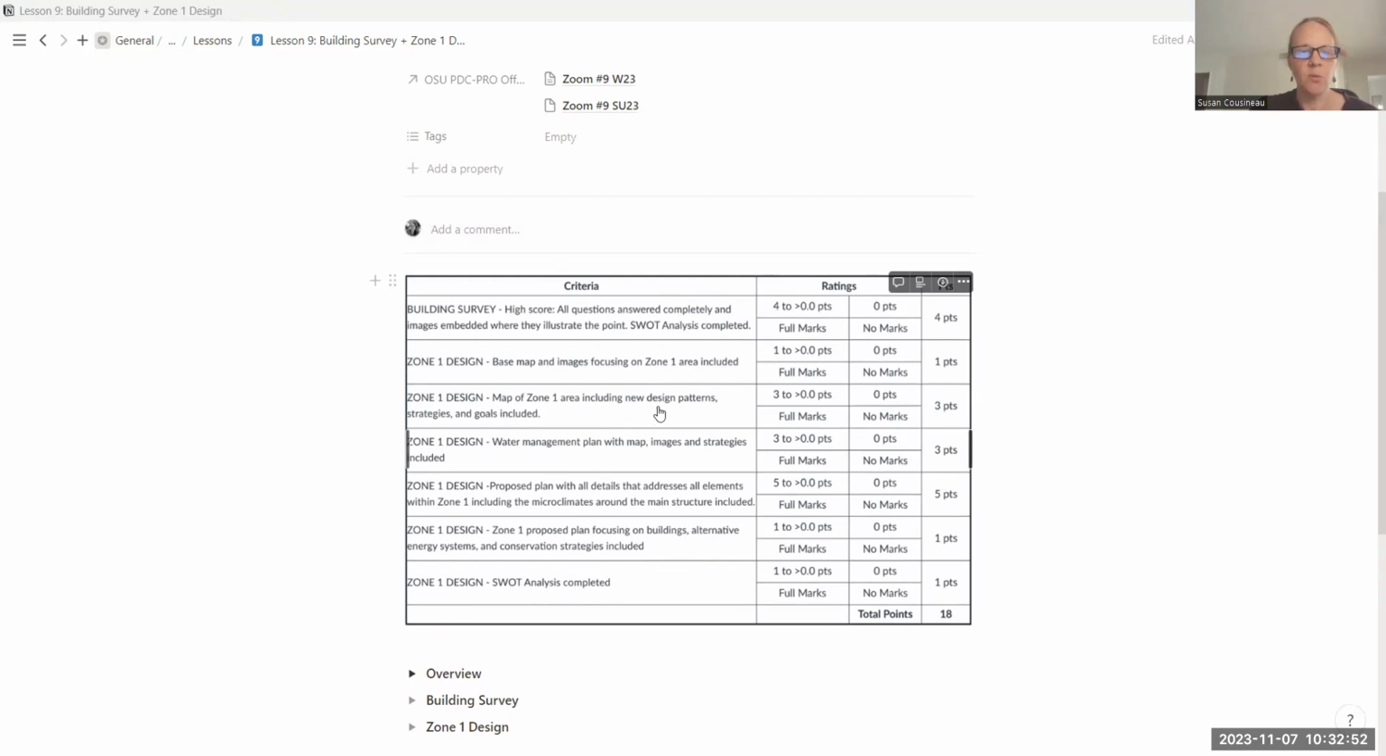So then your map of zone 1, the water management plan. Oh, and here's Molly. So we're just going to go through that rubric. When you're completing your assignment, just make sure you've taken a look at that and checked all those boxes. Okay, we're going to let our people in.